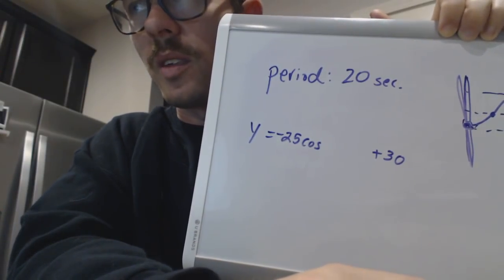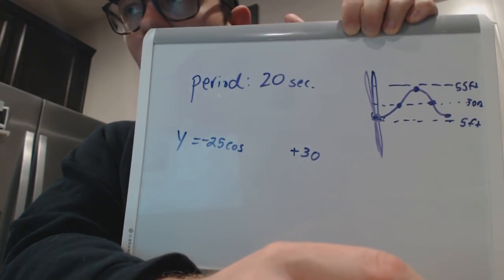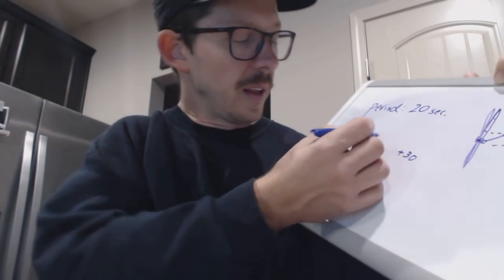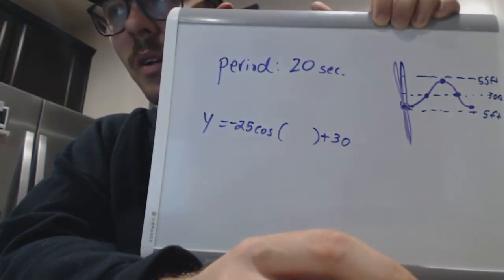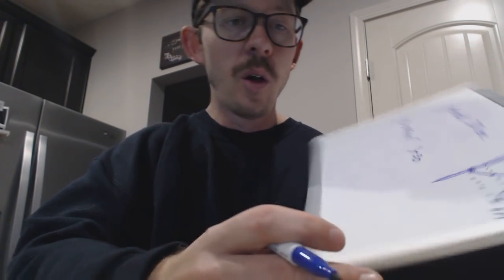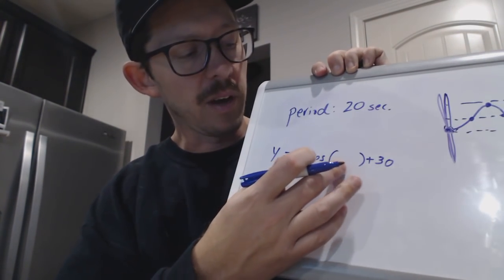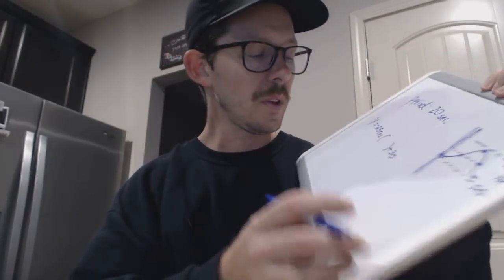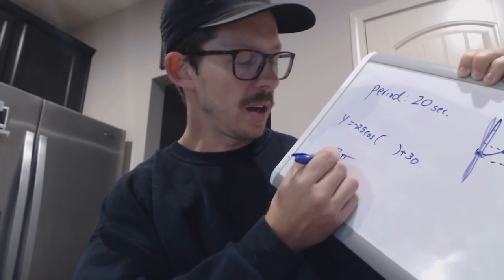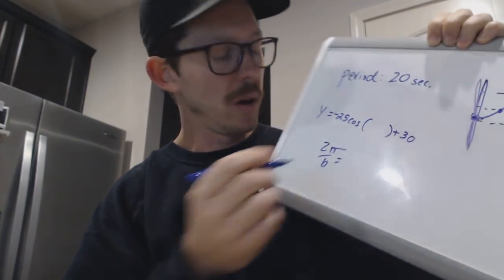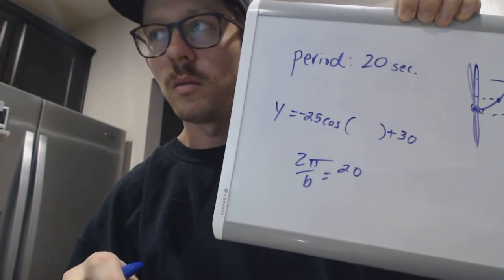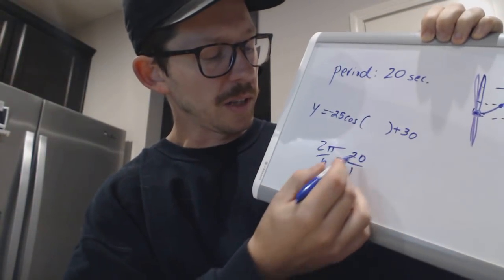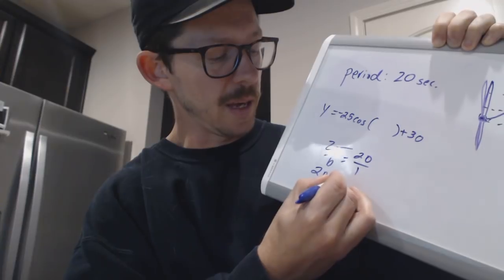Negative 25 cosine, right? Now, what I need to do is worry about what goes in here, okay? Because what goes in here is going to determine the period, right? Well, how long did we say it took for this to do one rotation? Well, if it does 3 of them in a minute, a rotation would be 20 seconds, right? So on a cosine graph, we always say 2 pi over b equals the period, right? Well, guess what the period is? It's 20. Okay. Do a little algebra. Watch this. You get 20b equals 2 pi, right?